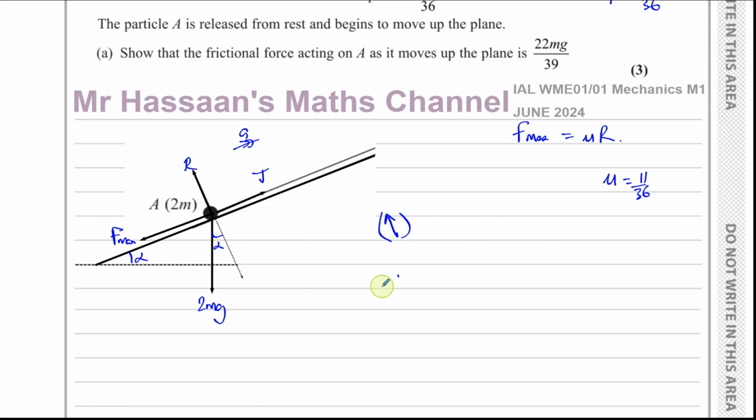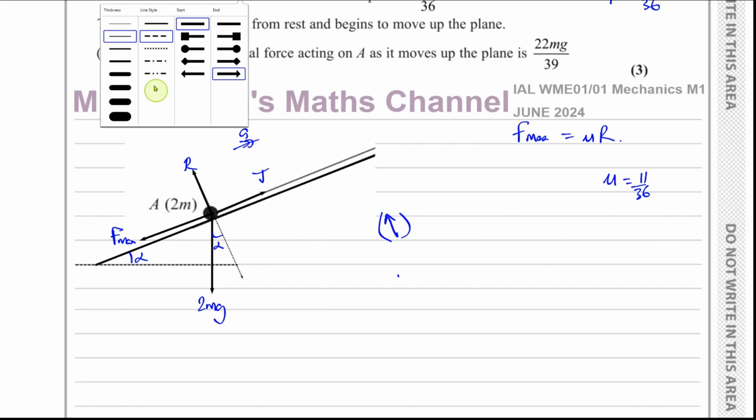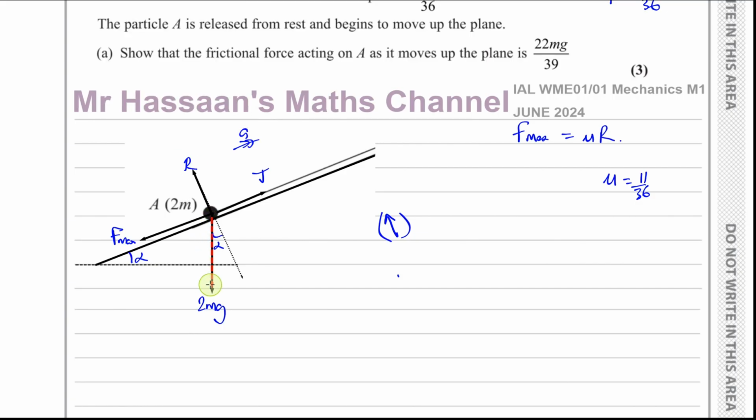So now we want to resolve the forces perpendicular to the plane. I'm going to take the R, and I'm going to take the weight and resolve it perpendicular to the plane. So I have to go into the angle given for me to give the force perpendicular to the plane. So this is going to be 2mg times cosine alpha. It's like I'm finding the adjacent side.